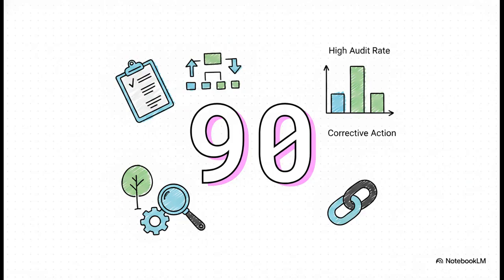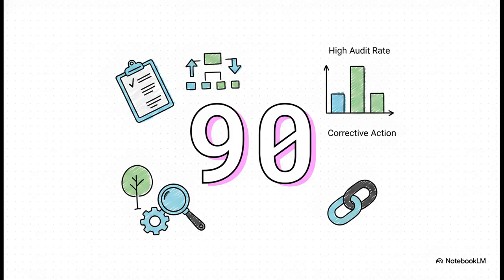Which brings us to the corrective action rate. You just divide your total corrective actions by the total non-conformances identified. This gives you a direct, hard number on your supply chain's responsiveness. Again, calculate this separately for majors and minors. You know, a high non-conformance rate in your audits might actually just mean your auditing process is super rigorous.